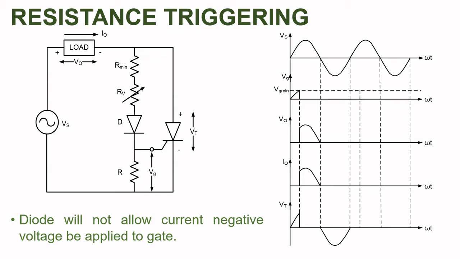When the supply voltage goes negative, that means positive voltage is appearing over here and negative voltage is appearing here, the SCR becomes reverse biased. Under this condition, the SCR will turn off and will not allow the current to flow through it. Under this same condition, the diode will also become reverse biased and the current will not flow through the triggering branch as well.